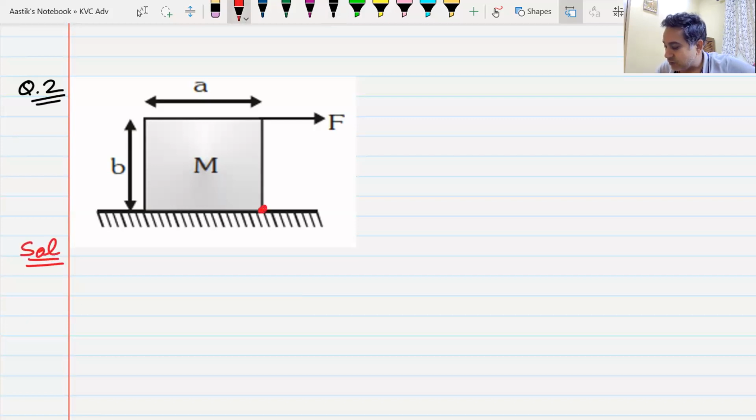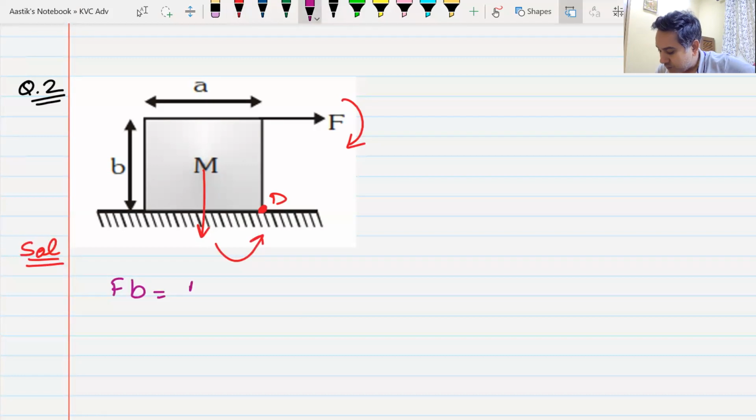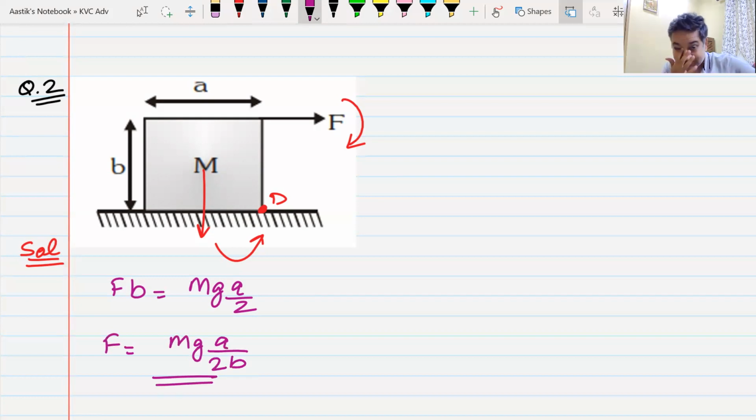If you have to topple, you have to find out the torque. The force will create this torque, and the weight will create the torque in the opposite sense. If they equate, then the body will topple. So the condition of toppling is F into b should be equal to mg into a by 2. So your F becomes mg a by 2b. Do we understand this? Yes or no? Yes, sir.